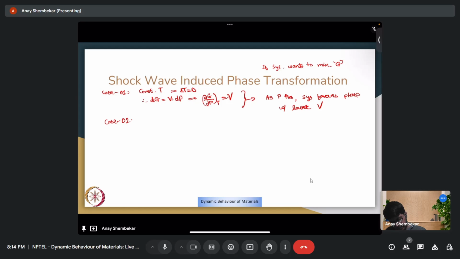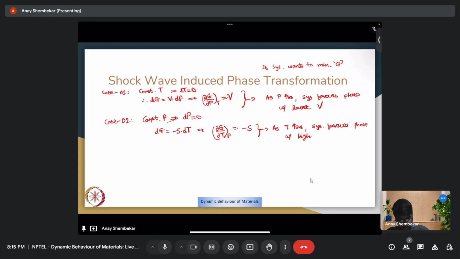Second case is constant pressure. The constant pressure case, you can think of it as associated with the high rise of the shock wave profile. The temperature rise, you can think of it will occur with a little delay with respect to pressure going through the system, because during dissipation, the loss of energy would be converted to different components. dG is equal to minus SdT for the constant pressure case, which means the partial derivative of G with respect to T at constant pressure is minus S. So as T increases, the system favors a phase with higher values of entropy.